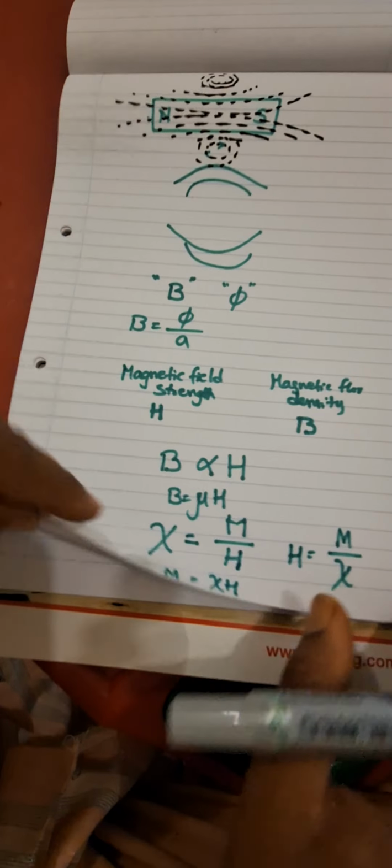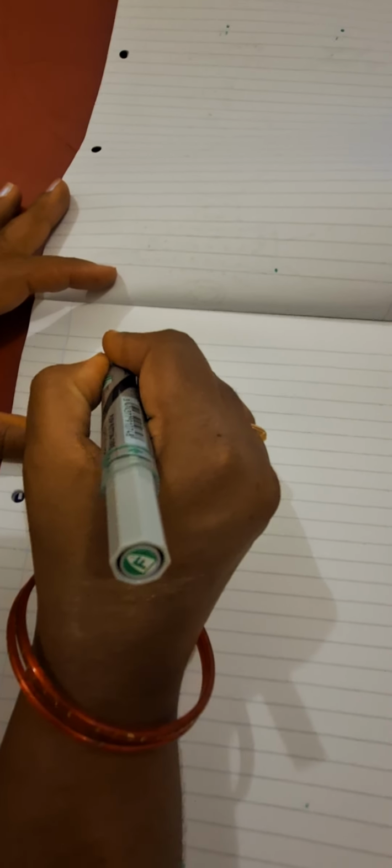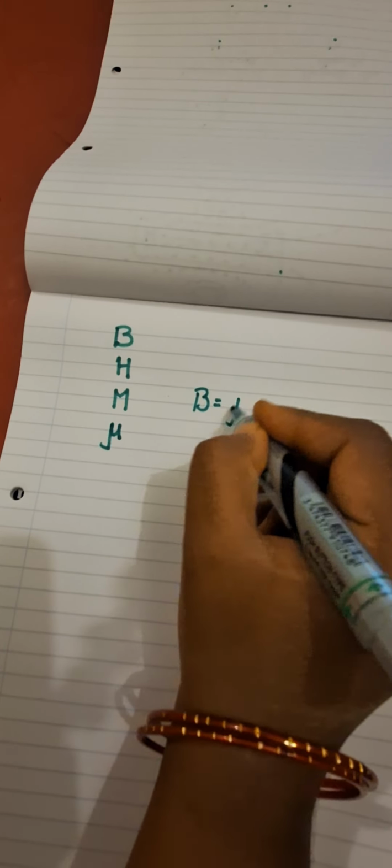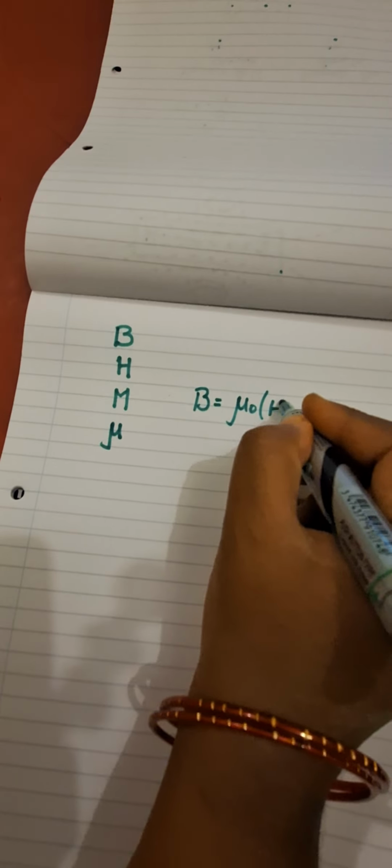So far, what are the parameters we were talking about? We were talking about magnetic flux density, magnetic field intensity, magnetization, and in the same way we are talking about permeability. So what is the relation between them? We can easily say B is equal to mu naught into H plus M. Okay, so permeability is showing like this. Here B is equal to mu naught into H plus M. This is the relation between the magnetic field parameters.